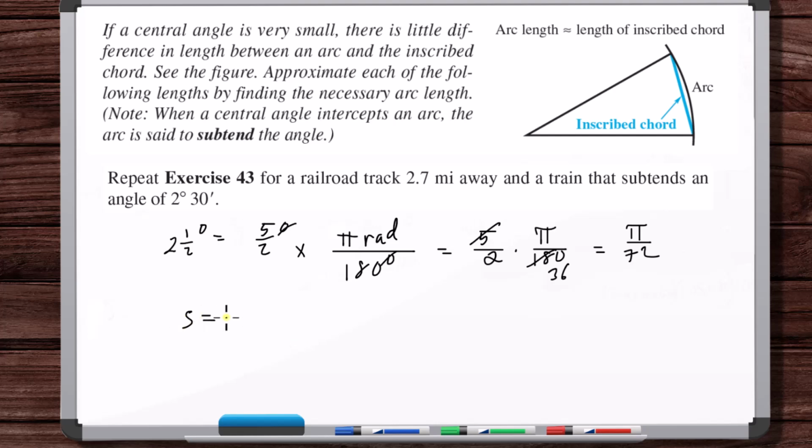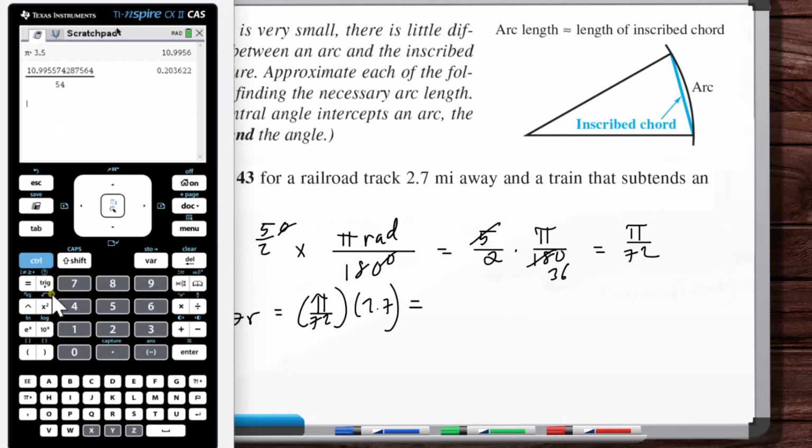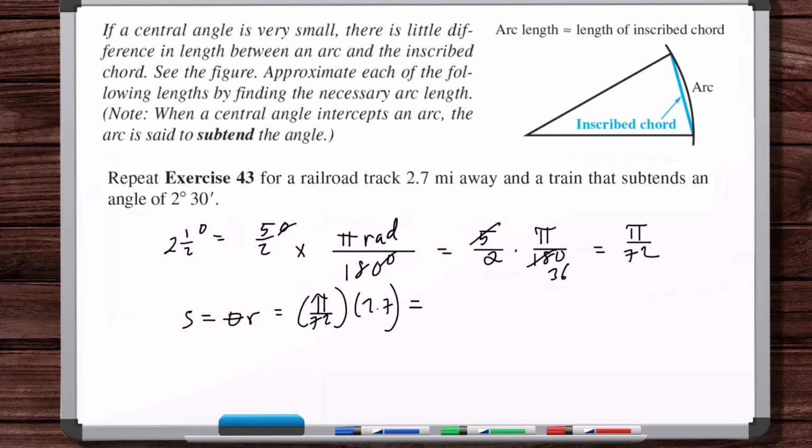So S is equal to theta r. Pi over 72 times 2.7 miles. About 0.12 miles.